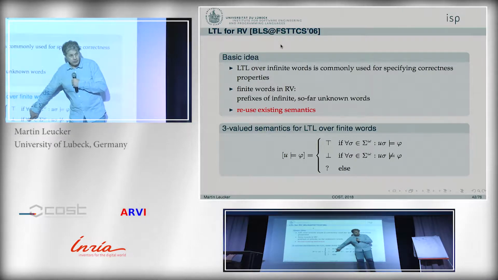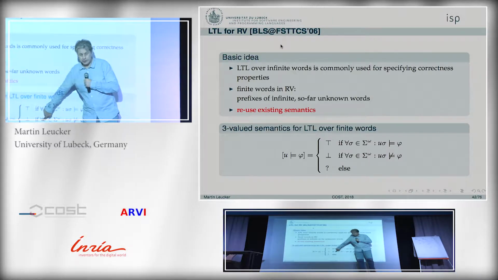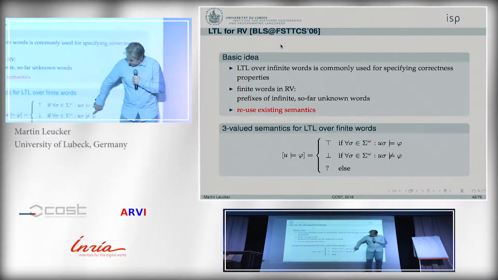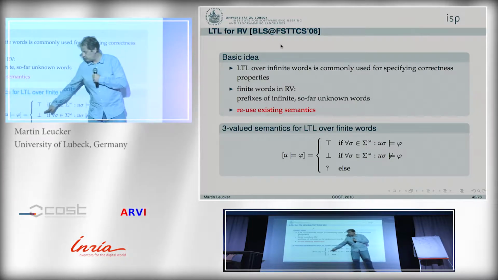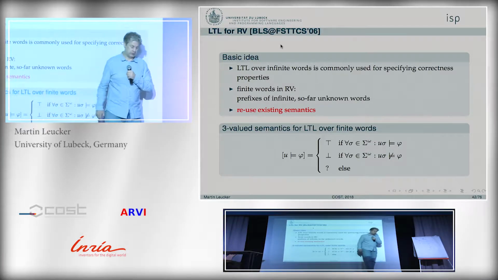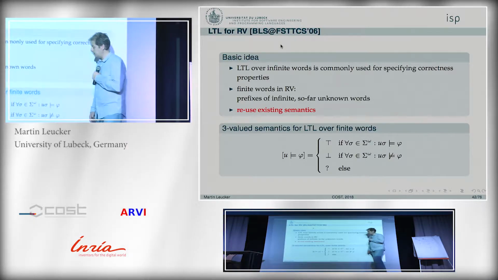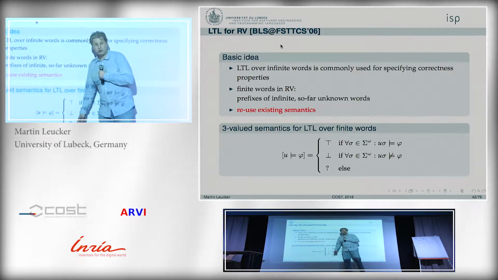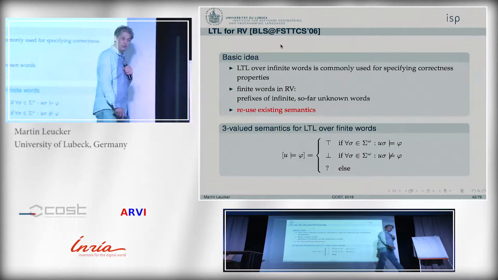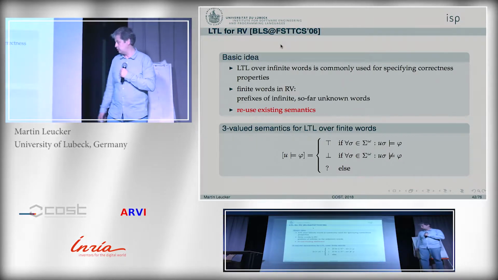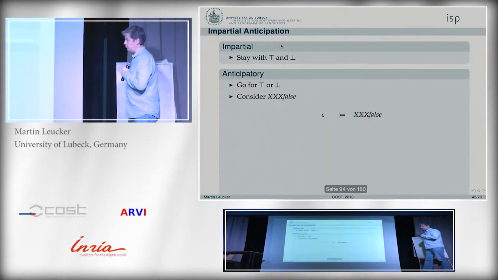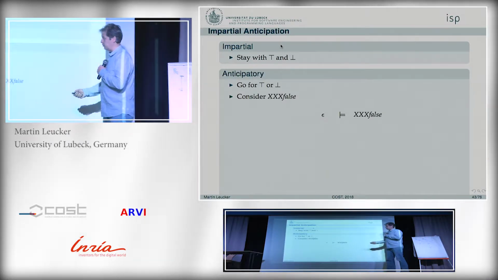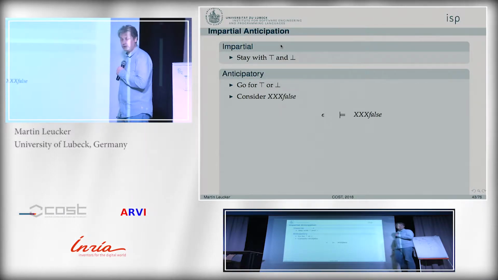If we have lost already, if whatever future comes, phi is violated, we can also stop monitoring and return false. There's no way to continue monitoring. In all other cases, it might make sense to continue monitoring, and we issue don't know. So impartiality stays with true and false. Anticipatory goes for true and false if you really know. Does it make a difference?